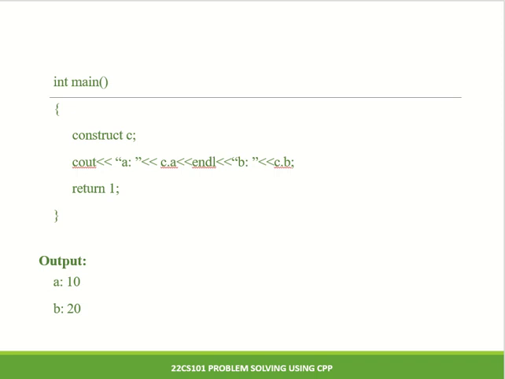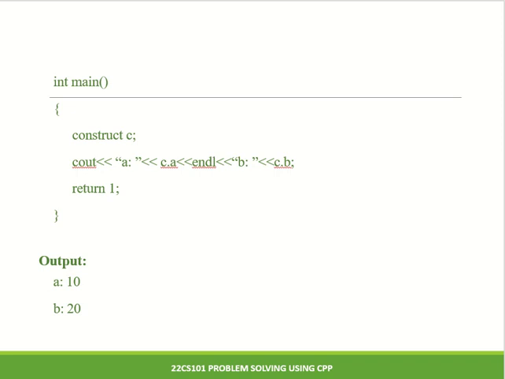In the main function, I am going to create an object for this class construct. Construct C, the object name is C here. Next I am printing cout a colon, C dot a. The value we assigned for a will be printed here. Similarly, b colon, C dot b. C dot b means the value we have for b will be displayed. Return 1.